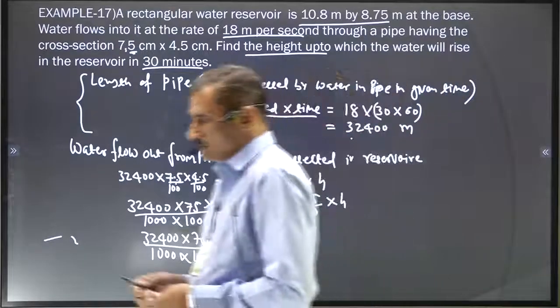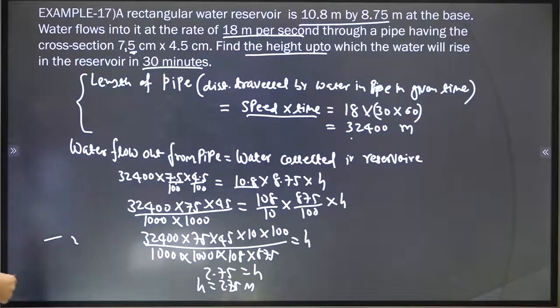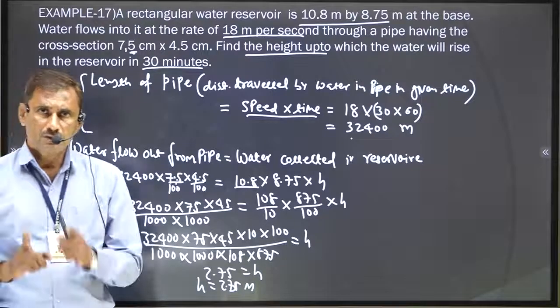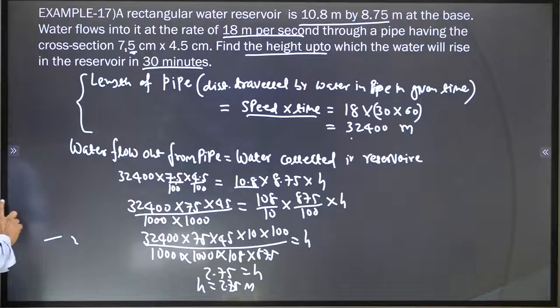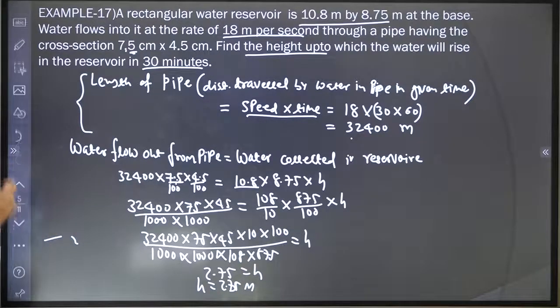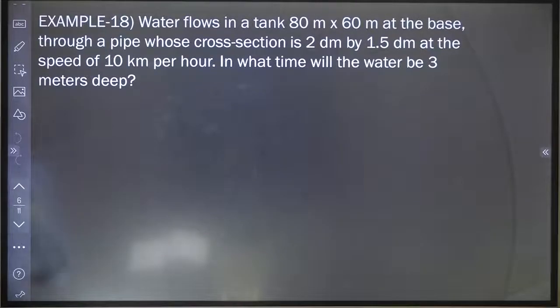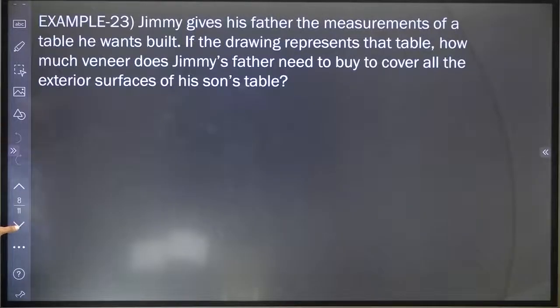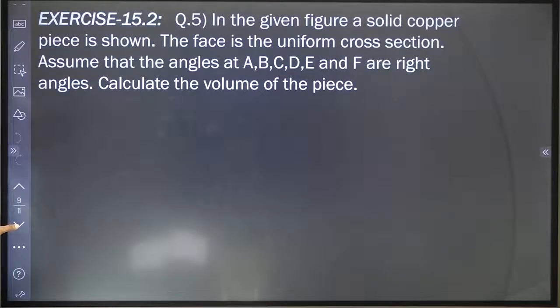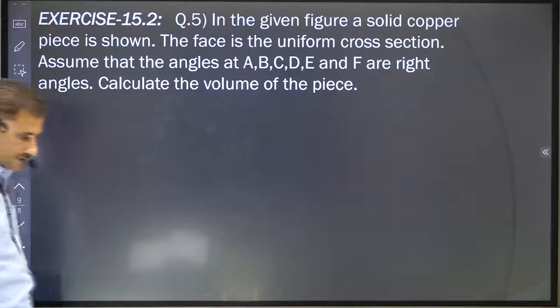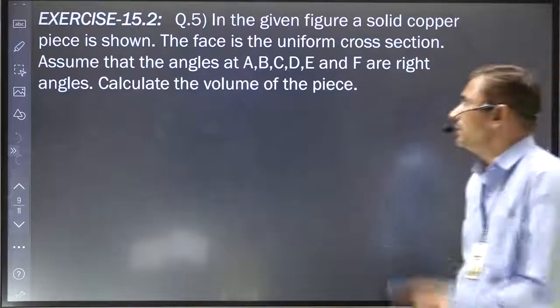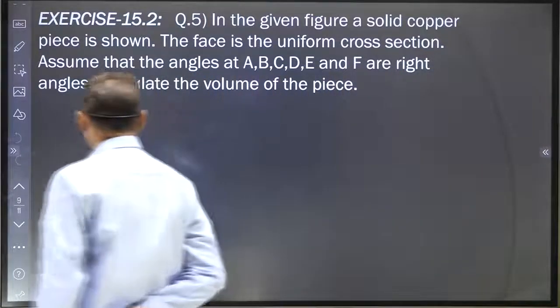Understood? So now we stop here today's lecture. In the next lecture, what are we going to study, I will just show you right now. It will be example 18, example 21. If you want, you can take in the book also 18, then 21, then 23. Then exercise 15.2, if you remember, I skipped there 3 sums. I skipped there 3 sums from 15.2. One is this. Actually a figure is there, that's why I skipped it.